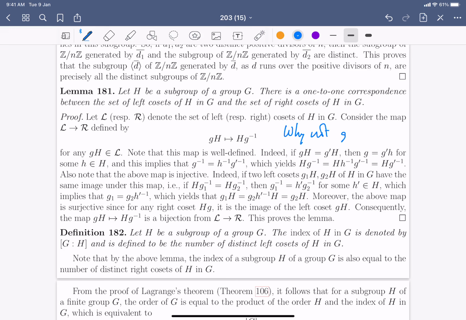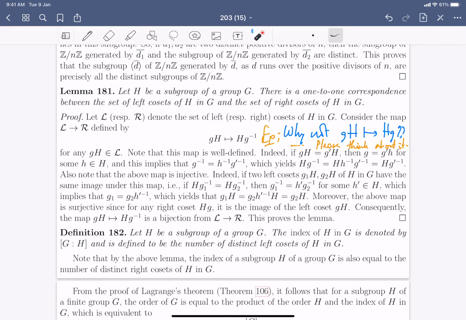One of the first questions that may arise in your mind is: why not the map gH to Hg? Please think about it. This is an exercise. Now let me get into the proof.